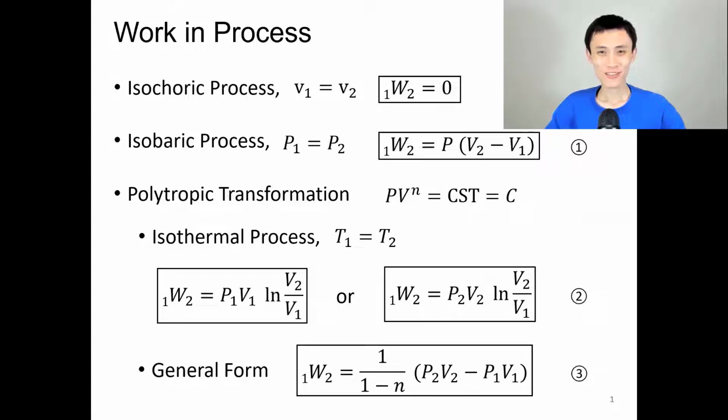All right, this is work in processes. We are going to take a look at thermodynamic work in isochoric process, isobaric process, and also isothermal process, and also a general form for polytropic transformation. This is the formula sheet that you will have on your exam. If you know it's an isochoric process, then no work. For the isobaric process, you can use this formula right away. We define this as formula 1. And if the problem says it's an isothermal process, then you can use this formula right away. We define either of these two as formula 2. If it's a general polytropic transformation, then you can use formula 3 here. Then we are going to take a look at where those equations come from.